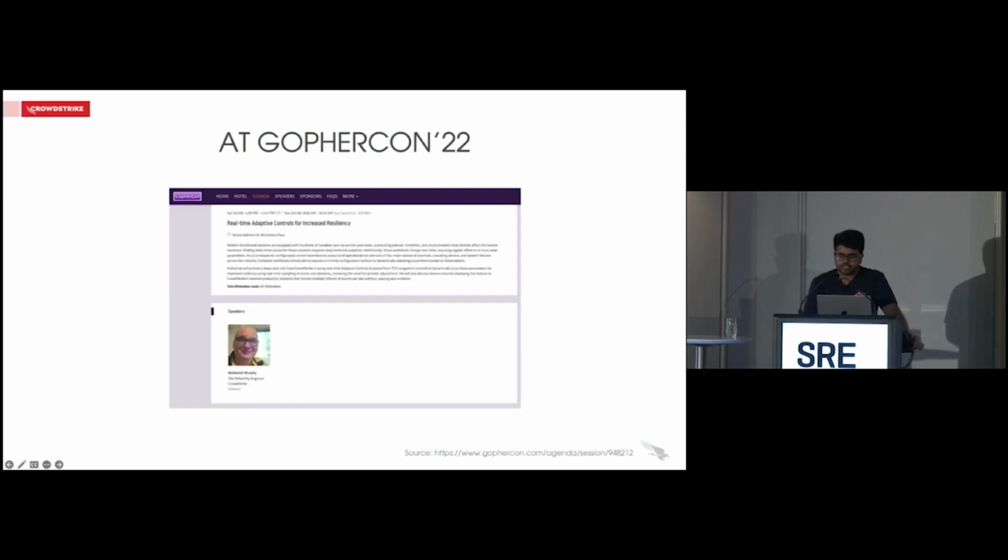Nathaniel from my team presented this in great detail, including all the implementation details, at GopherCon this year. I encourage you to check out the talk once it is made publicly available if you're interested.